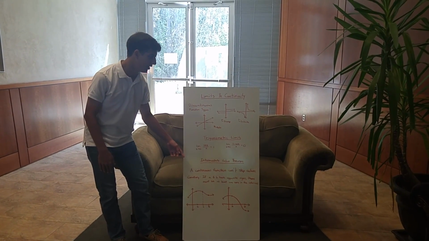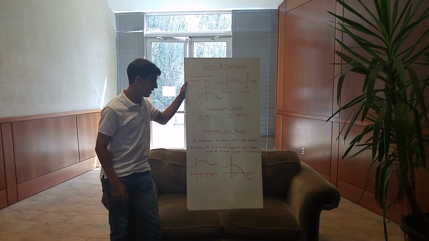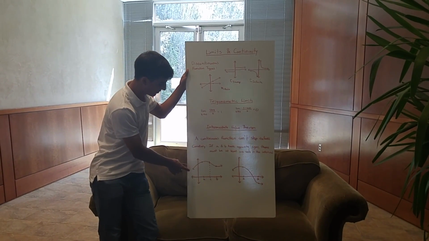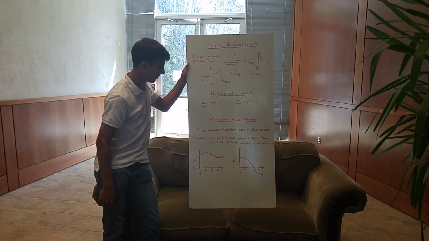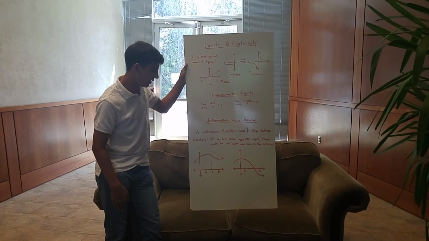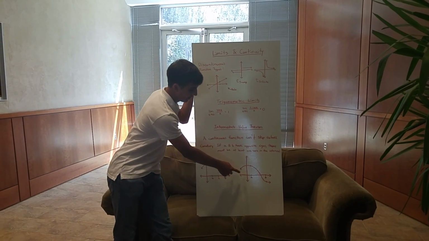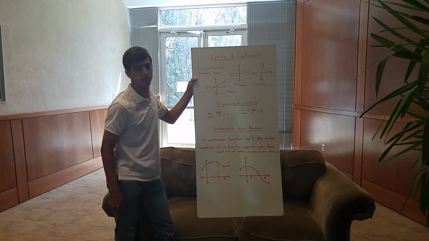And finally, for the intermediate value theorem, it states that a continuous function can't skip values. That's pretty obvious. You can see in this graph, there's point A, point B, and point C exists in between them. And the corollary states that if A and B have opposite signs, there must be at least 1 zero on the interval. So here you can see A is positive, B is negative, and there's 1 zero on the interval.